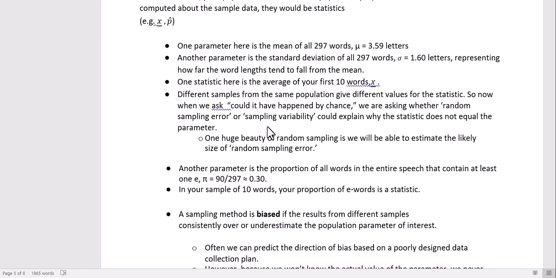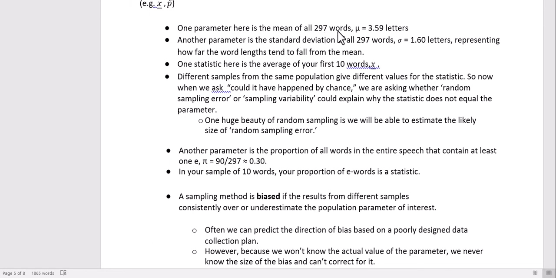So in our example here for this section, the parameter was the mean, 3.59 letters, for just Crazy in Love. Another parameter is the standard deviation, which was 1.60 letters, representing how far the word lengths tend to fall from the mean. One statistic here is the average of your 10 words, the x bar. So your particular x bar is a statistic. And then we found the mean of the sample means. And different samples provide different values for the statistic, right? Every one of you had a different sample mean because you had a different sample of 10 words. And so that is what we call the random sampling error.